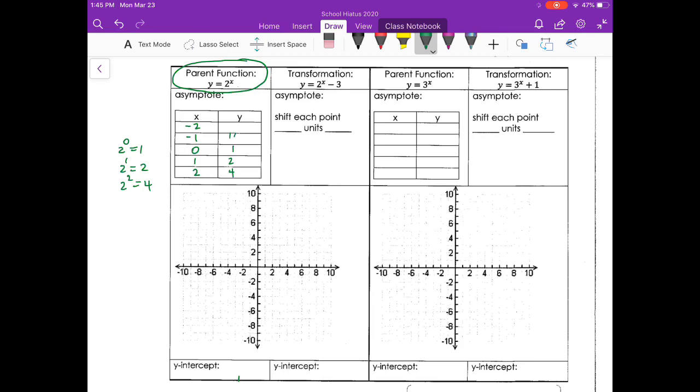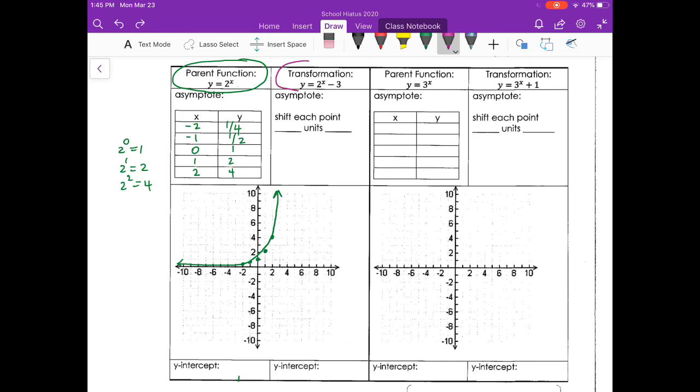On the negative side of the table, the y values will be the reciprocals of the y's on the positive side, 1/2 and 1/4. I'll go ahead and start plotting these points on the coordinate plane and connect them with a smooth curve. Because the base is 2, this is exponential growth, increasing from left to right. So this is the graph of our parent function.